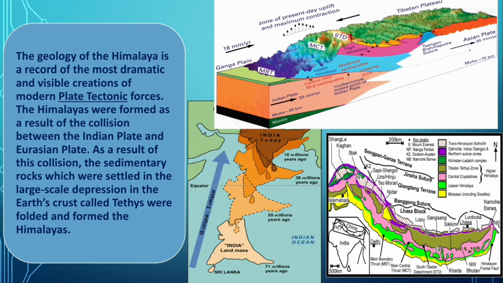Here in this picture you can see the Indian plate moved towards the Eurasian plate and they collided with each other, and there was a folding because of this pressure, and thus the Himalayan mountain ranges were formed.